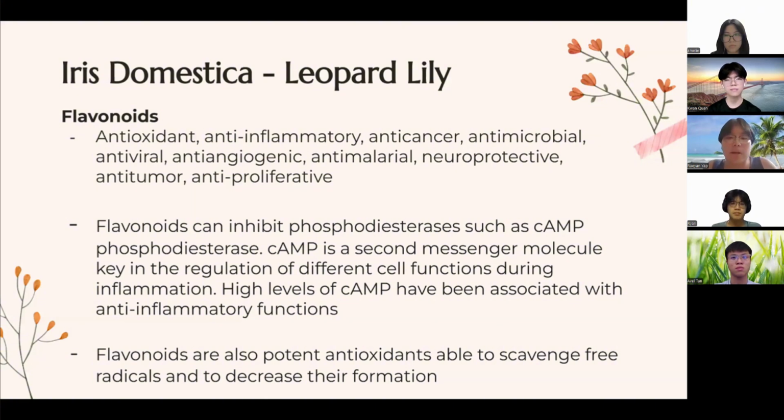Flavonoids can inhibit phosphodiesterases such as cAMP phosphodiesterase. cAMP is a second messenger molecule key in the regulation of different cell functions during inflammation. High levels of cAMP have been associated with anti-inflammatory functions. Therefore, flavonoids can decrease inflammation by inhibiting cAMP phosphodiesterase. Flavonoids are also potent antioxidants able to scavenge free radicals and to decrease their formation.